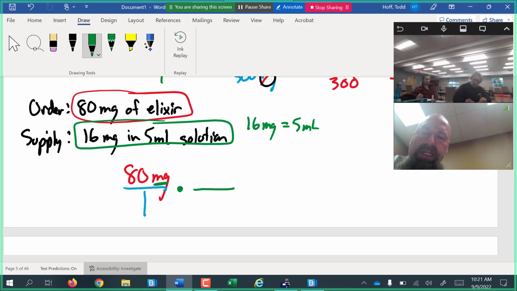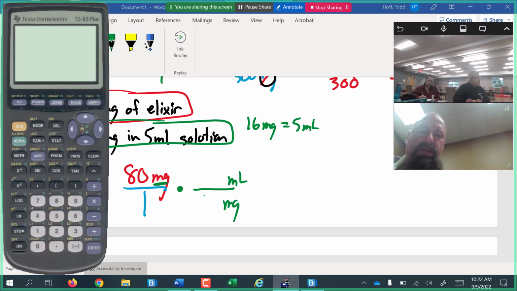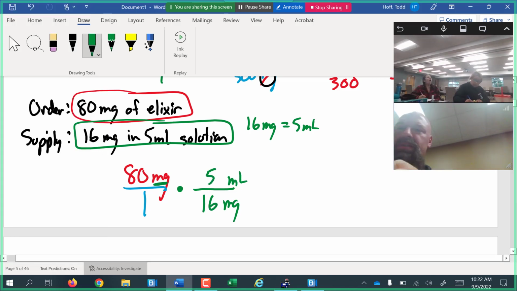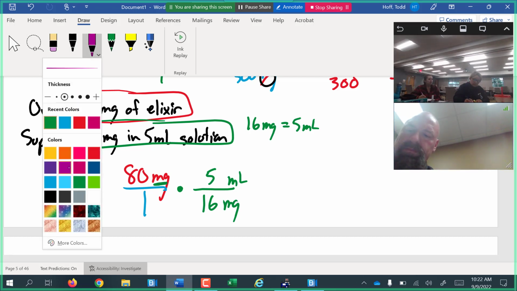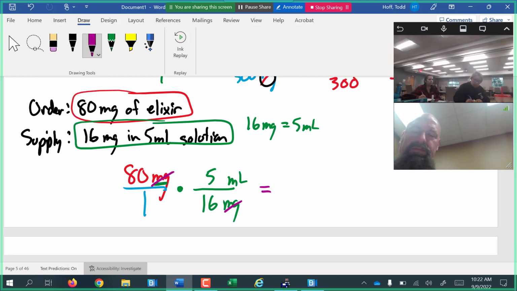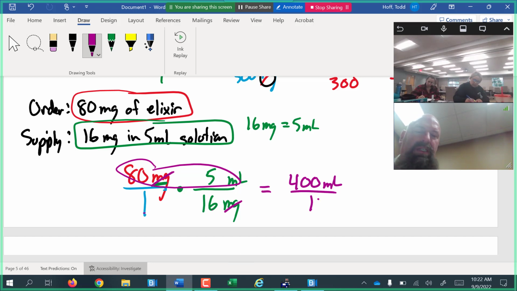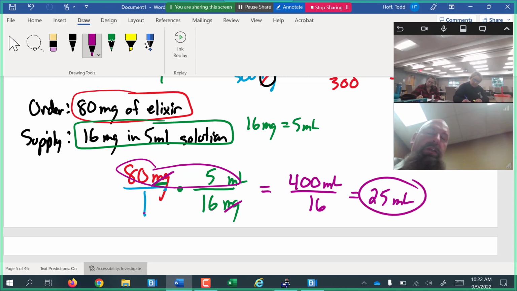We're getting rid of milligrams, so we're going to put milligrams on bottom to cancel them out. So the milliliters have to go on top. So 16 milligrams equals 5 milliliters. The milligrams cancel out. On top, 80 times 5 milliliters is 400 milliliters. On bottom, 1 times 16 is 16. And we divide it out. 400 milliliters divided by 16 is 25 milliliters. So again, we did not have to know what was the vehicle, what was the on-hand dose. The unit simply stepped in and did the conversion pretty much for us.